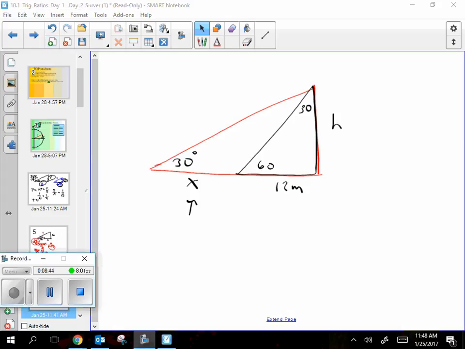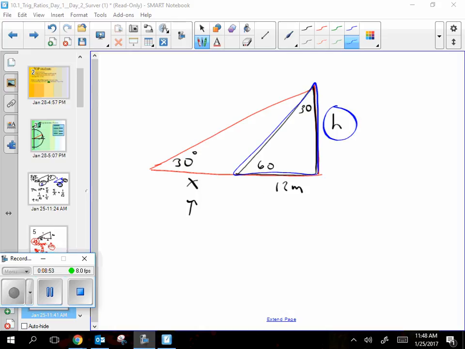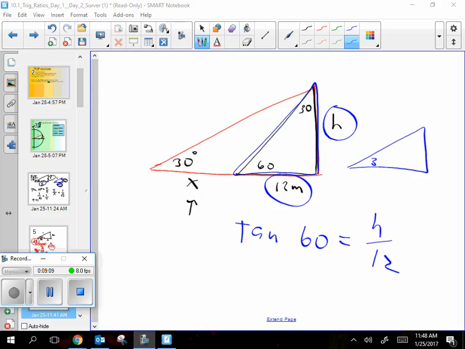I personally would have started with this, as I mentioned before, and solved for h. And I'd have been thinking, all right, sine, cosine, or tangent involves this and this. Tangent. Tangent of 60 equals h over 12. Didn't you guys start that way? Yes? Okay. So then, tangent of 60, it'd be kind of handy if I had my 30, 60.